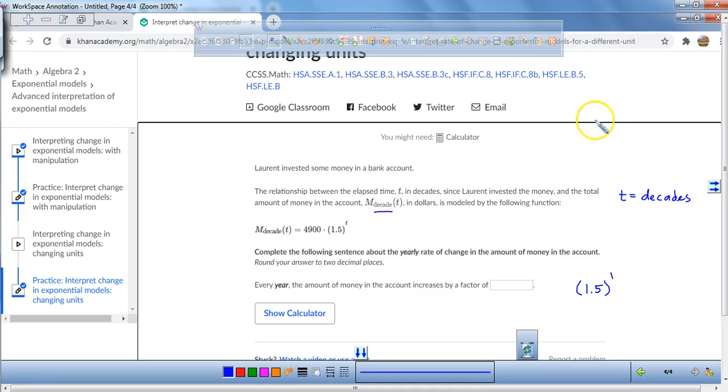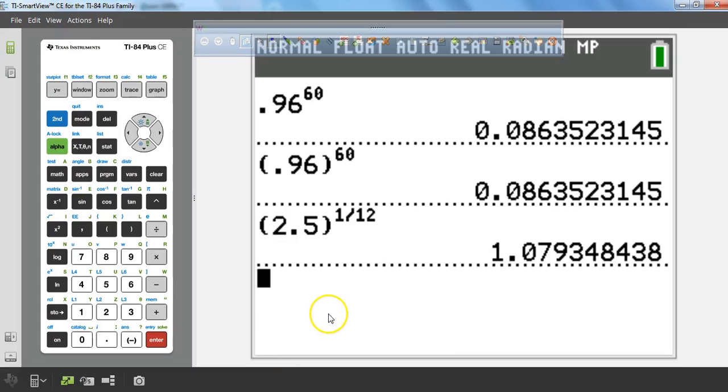Now, what is a decade? It's a total of 10 years, right? A decade is equal to 10 years. So if we want to go from a decade rate to a yearly rate, we've got to take that decade and divide it by 10, and that gives us our yearly rate. That'll tell us what factor it increases by. So if we want to go from decades to years, we do 1/10. But if we want to go from years to decades, then we have to raise it to the power of 10, conversely.